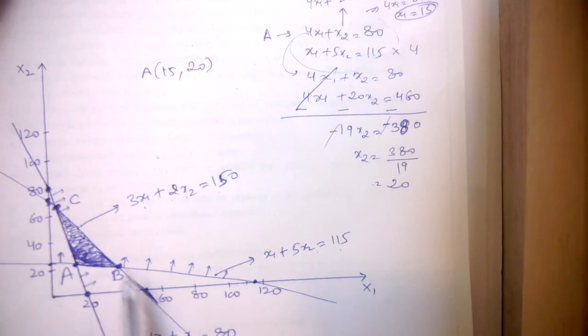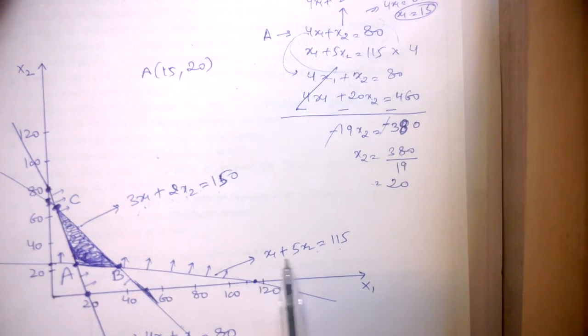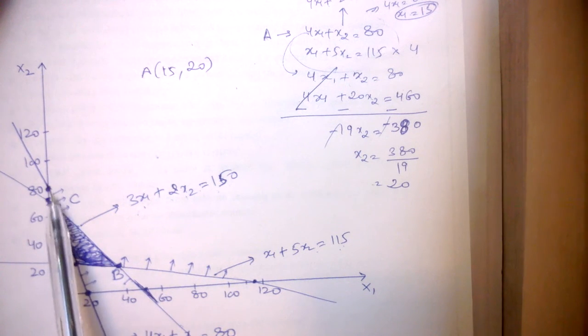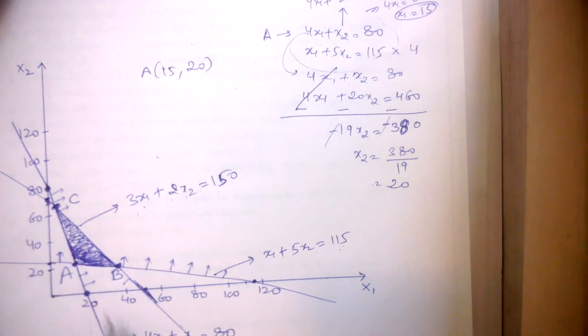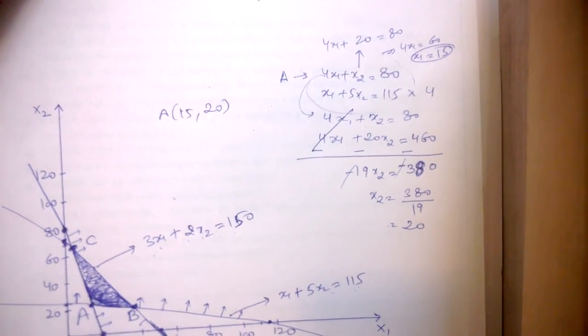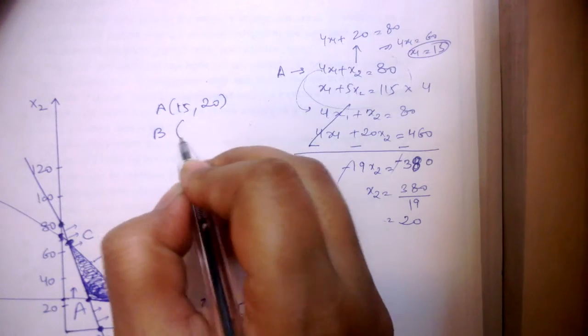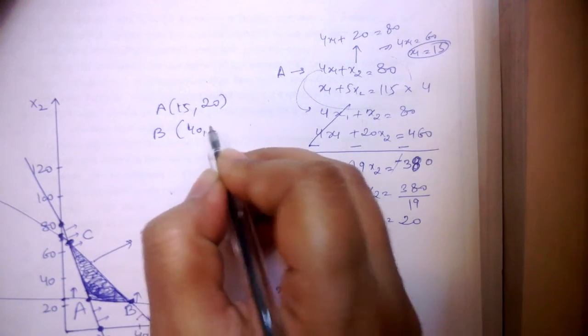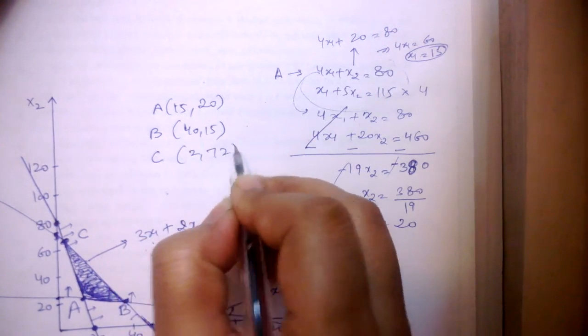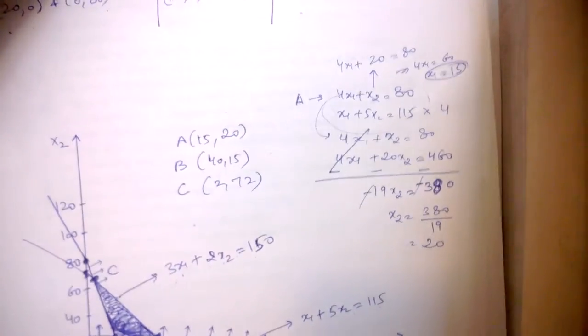Similarly, we'll obtain the coordinates of point B. B is the intersection of the line 3x1 plus 2x2 equal to 150, and the line x1 plus 5x2 equal to 115. Similarly, we'll obtain point C. C is the intersection of 4x1 plus x2 equal to 80, and the other line which is 3x1 plus 2x2 equal to 150. So this is how you'll obtain these 3 points. When we solve, we'll get point B as (40, 15), and point C as (2, 72). Okay, so these are the coordinates of these 3 points.